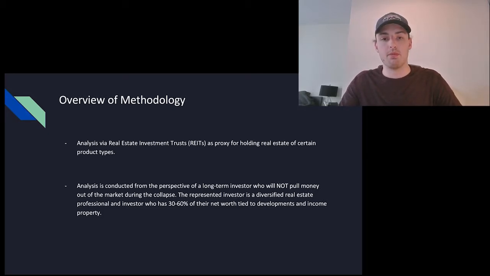So, for example, we'll get into the descriptions of the REITs that I analyzed, but their focus is on real estate. They're real estate trusts. They're publicly traded, which means that they have the bonus of added liquidity because the shares can be freely traded while the underlying assets are much less liquid.